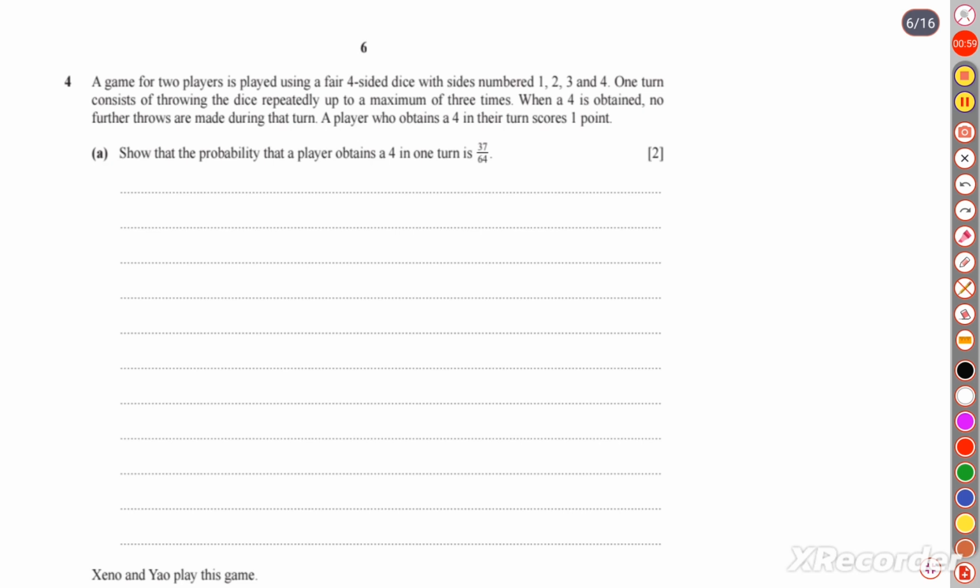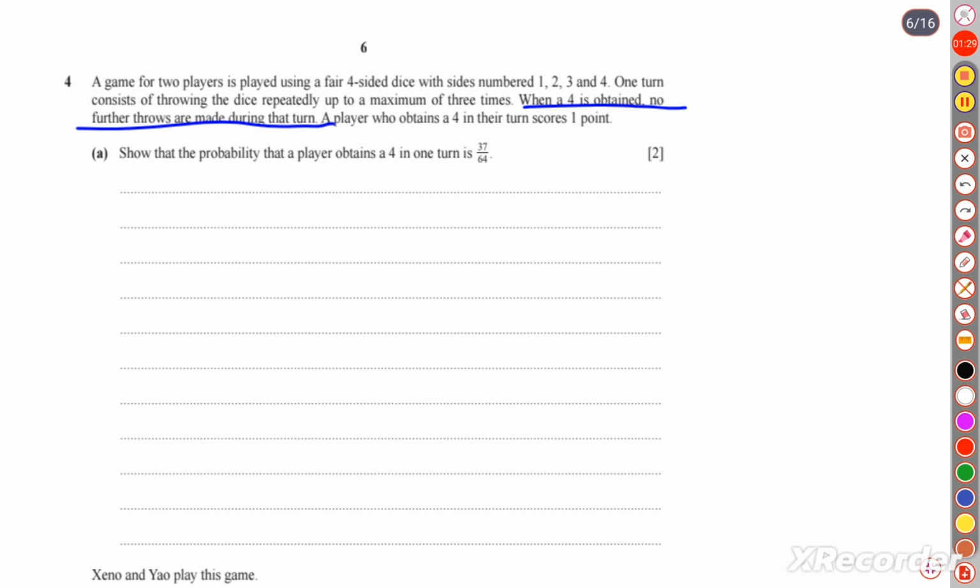Question number (a) says, show that the probability that a player obtains a 4 in one turn is 37 over 64. So let's start the solution. From the question, we know that whenever a player obtains a 4, no further throws are made. It is written over here: when a 4 is obtained, no further throws are made during the turn.